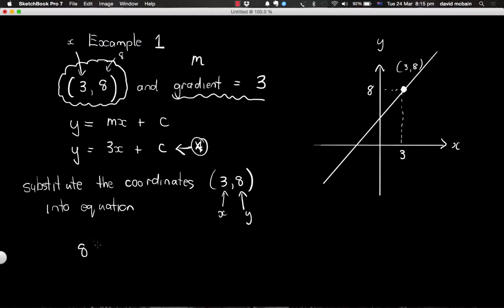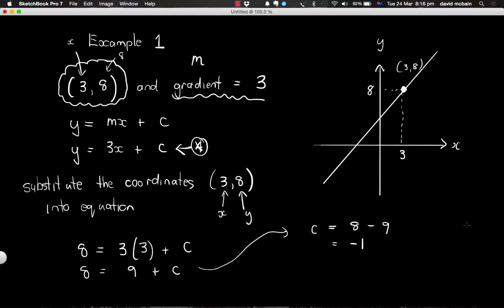So I've got 8 equals 3 times x, so it's going to be 3 times 3 plus c. All right, so therefore 8 equals 9 plus c. Well, guess what? We can now rearrange this equation to work out what c must equal. So subtracting 9 from both sides, we can see that c must equal 8 minus 9, which is equal to -1.